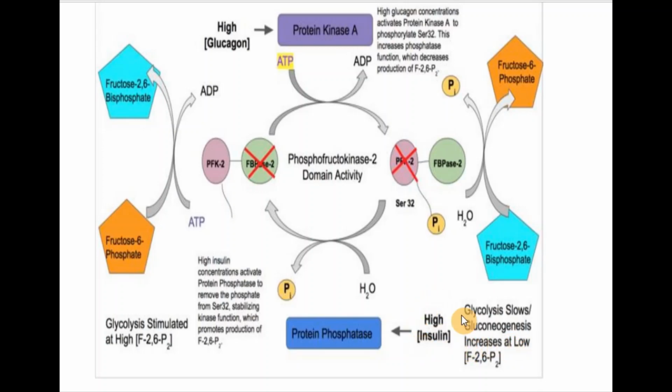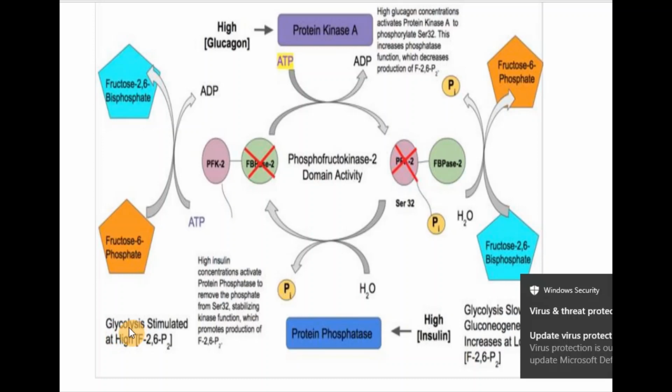When we have enough glucose in the body, or we are in a fed state, insulin is released from the beta pancreatic cells. And as we said earlier, it goes and activates a protein phosphatase, which will cause dephosphorylation of the bifunctional enzyme. And that makes the PFK2 active. When PFK2 is active, it converts fructose 6 phosphate to fructose 2,6 bisphosphate. And fructose 2,6 bisphosphate will further activate PFK1 in glycolysis. Hence, it will speed up or stimulate glycolysis.